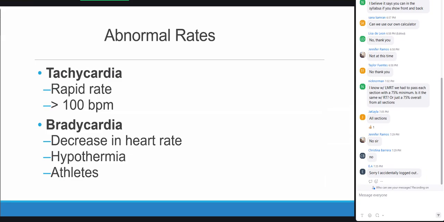Keep in mind that hypothermia can cause bradycardic presentation, and athletes can also present with a decreased heart rate below the normal. Athletes, swimmers, scuba divers, distance runners, soccer players, those types of activities where they do a lot of running, a lot of cardio, those athletes can have resting heart rates well below that 60.